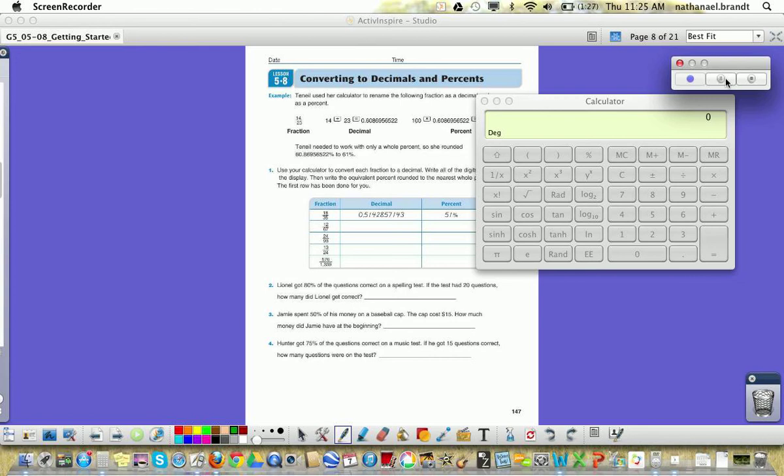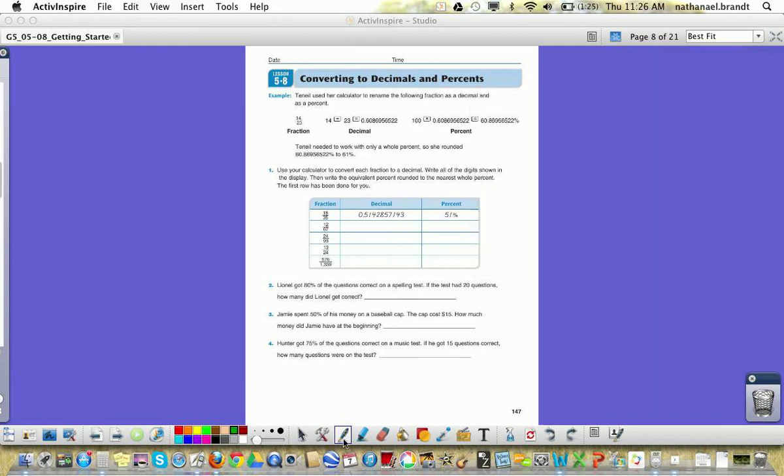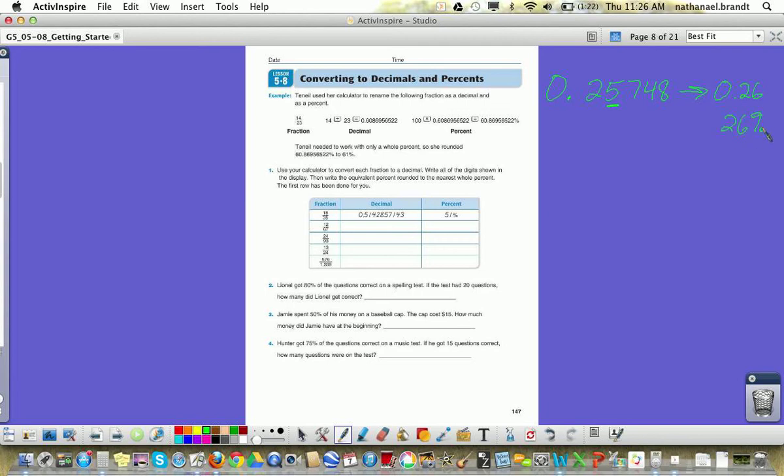In addition to multiplying by 100, decimals can be changed to percents in 2 other ways. So one way to do that is to take a decimal and to round it to the nearest hundredth. So if we had 0.25748, and we wanted to turn that into percent, we just round it to the nearest hundredth. 5 is in the hundredths place. 7 makes the 5 round up. So that would round to 26 hundredths, which would be the same as 26%.